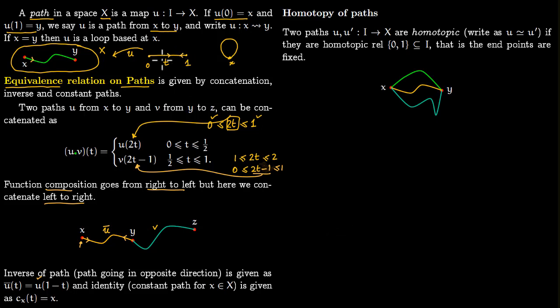So now, once we have this equivalence relation on paths, let us talk about homotopy of paths. Say two paths u and u prime are homotopic. You write u homotopic to u prime if they are homotopic relative to 0, 1. Relative to 0, 1 means that the endpoints are the same. So these three paths in green, in yellow, and this greenish blue, all of them are homotopic. We can draw further homotopic paths, and so on. Notice that this path doesn't need to be injective. It could also go like this and self-intersect.